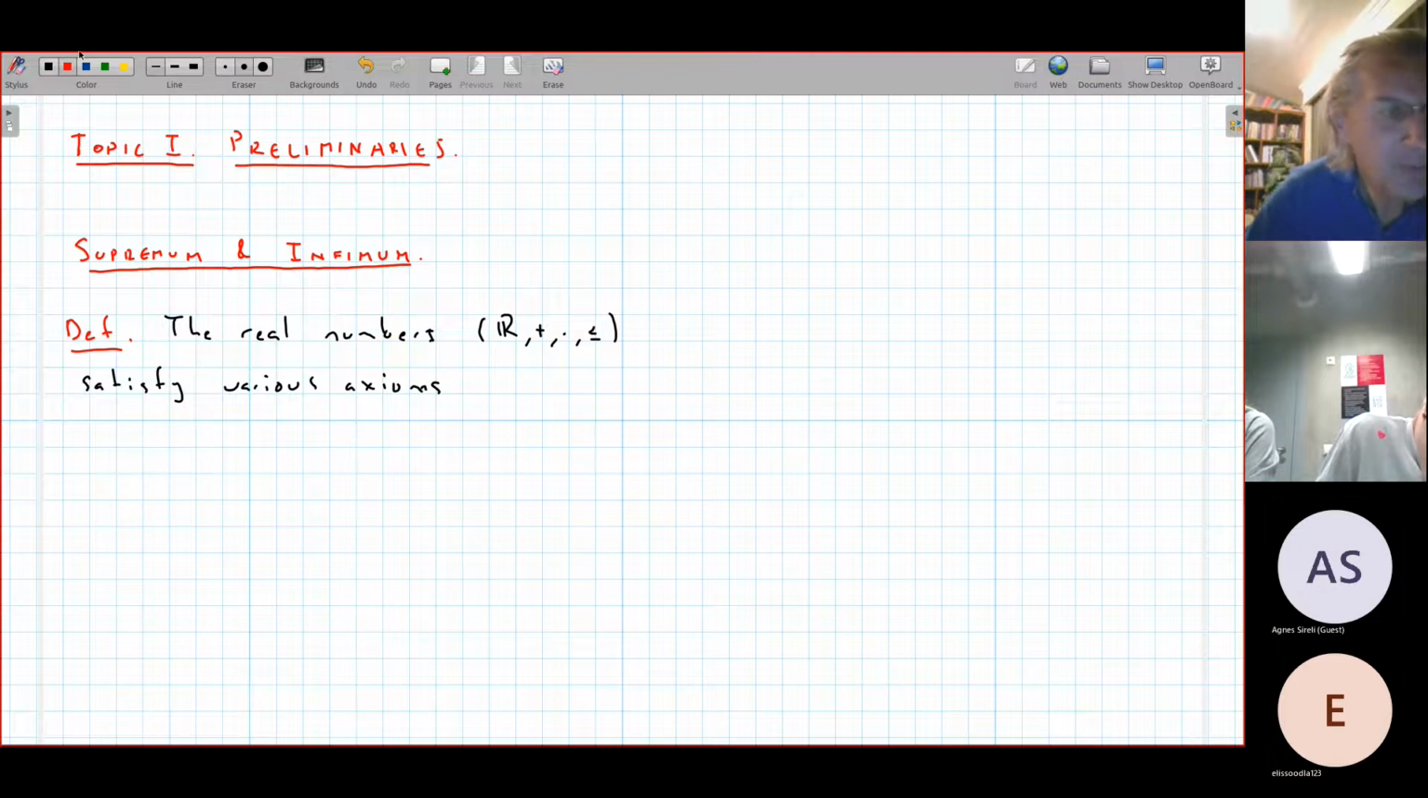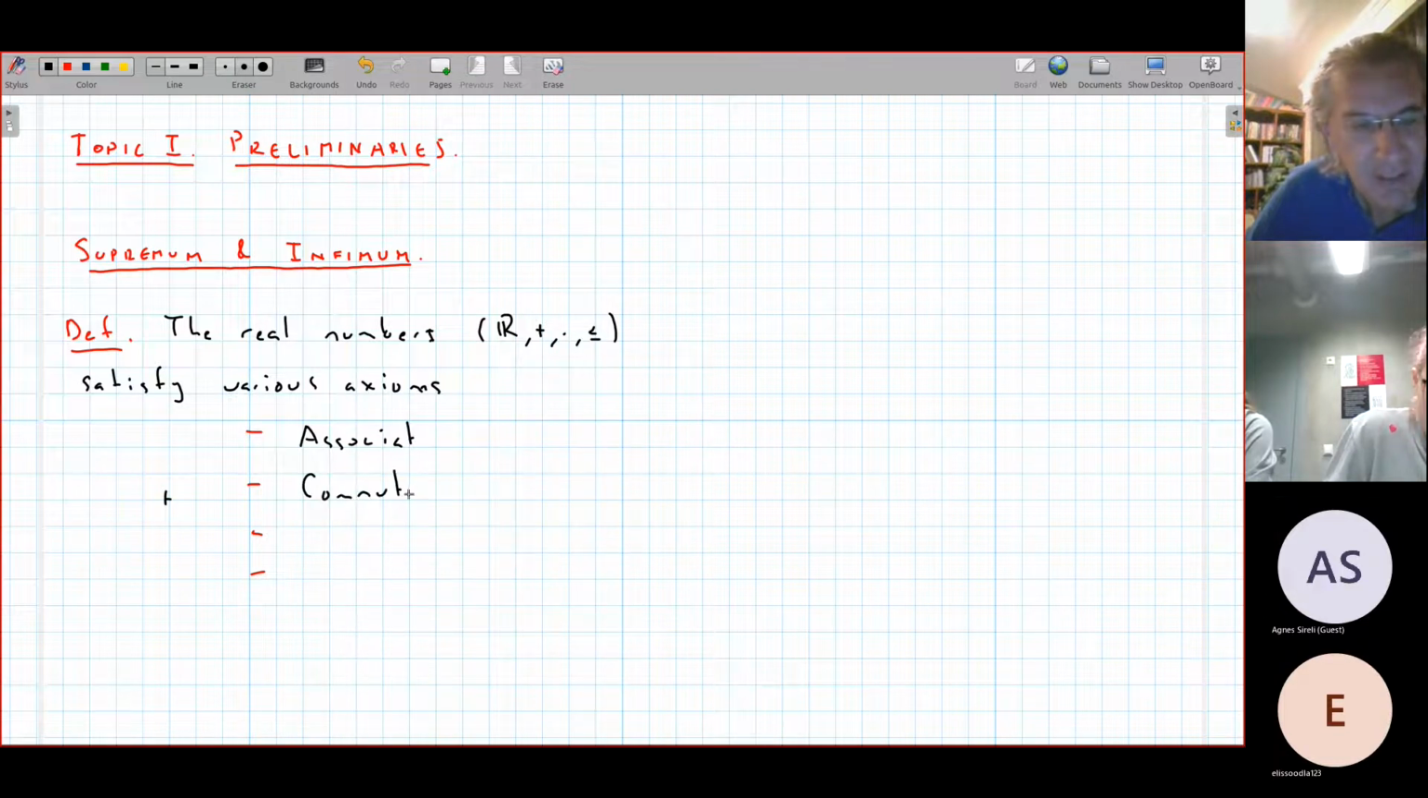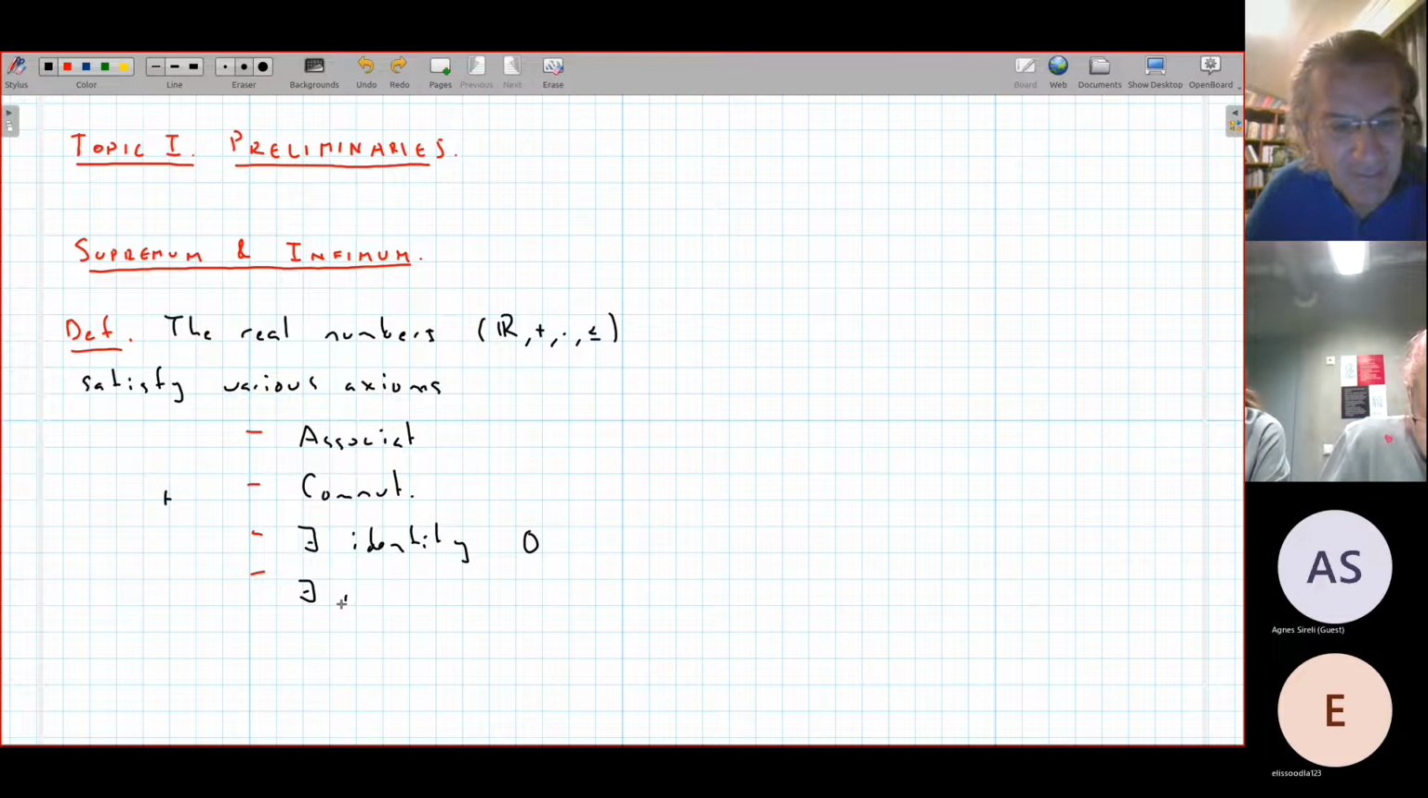So we have axioms for addition. Which are those axioms? I'm not going to mention them in detail. You have associativity, you have commutativity, you have the existence of an identity, and this identity is actually 0. And you also have the existence of inverses, which we call additive inverses, right?